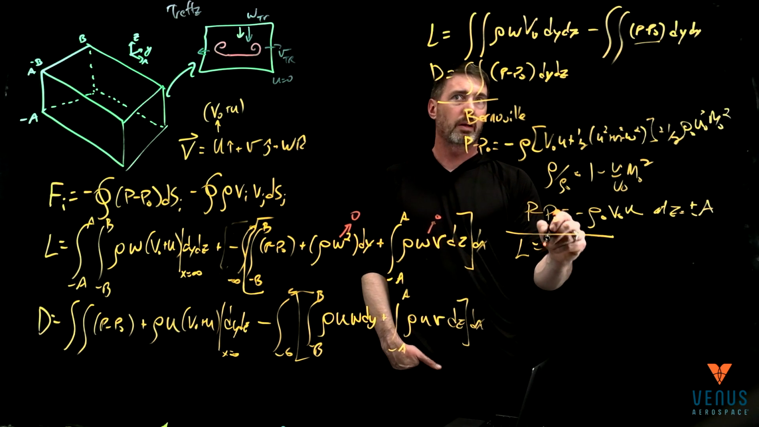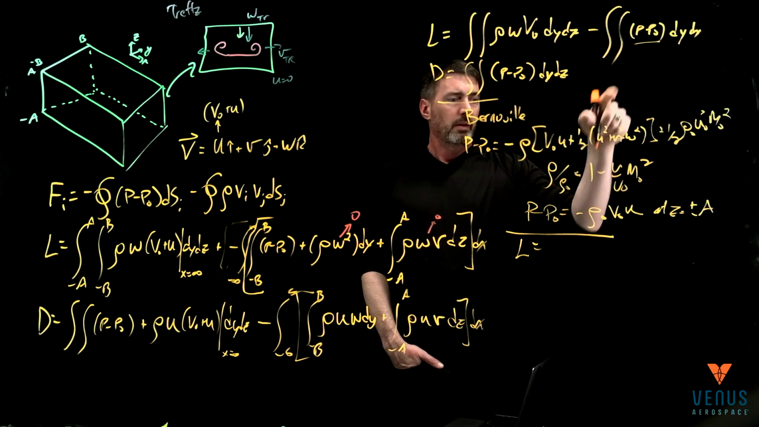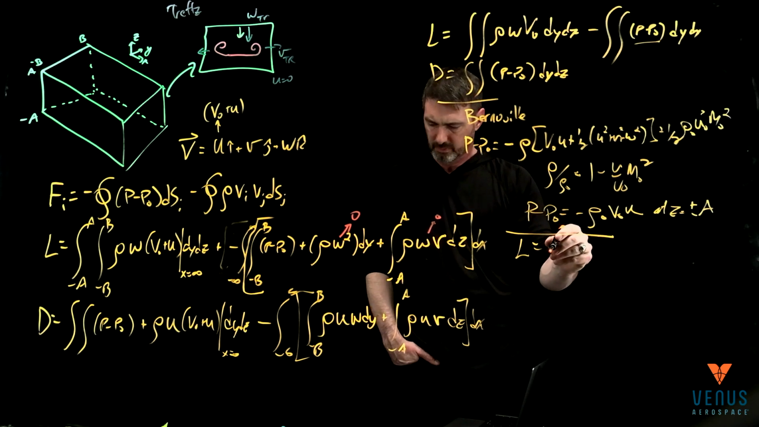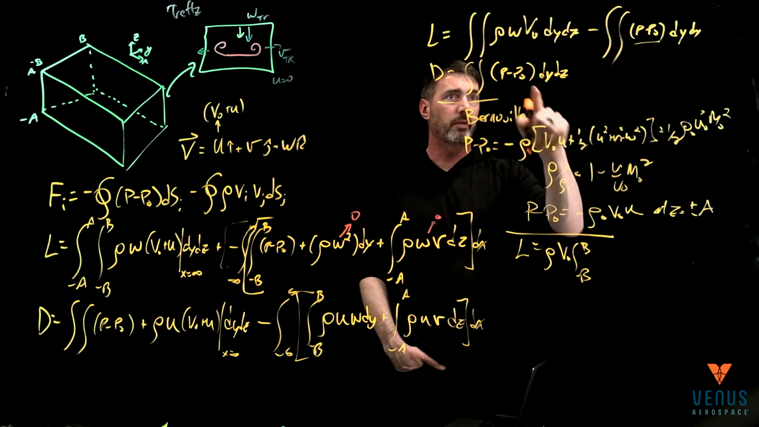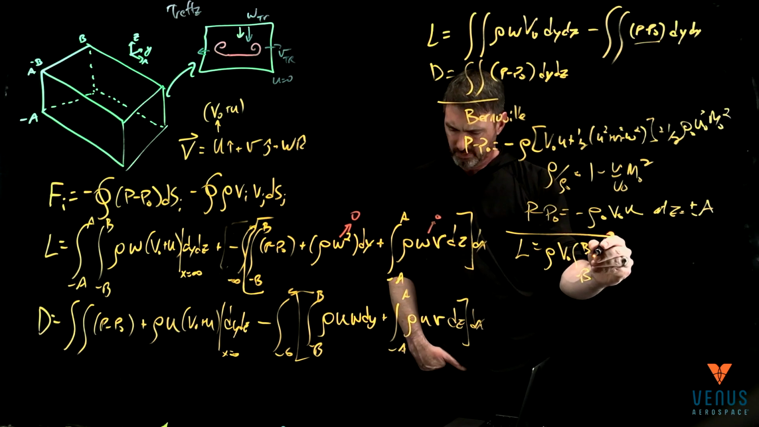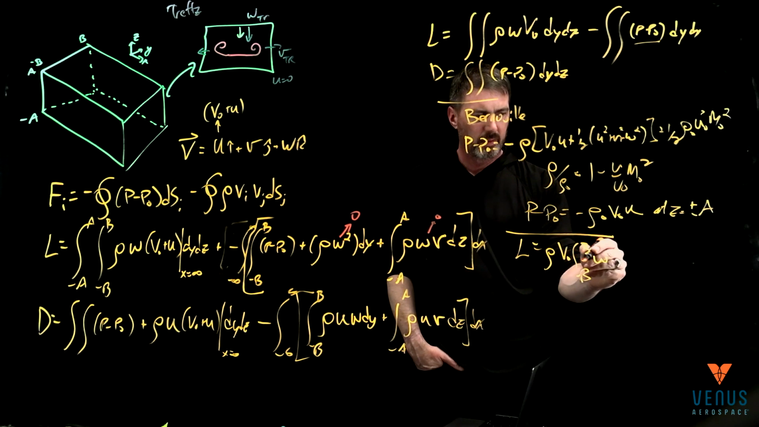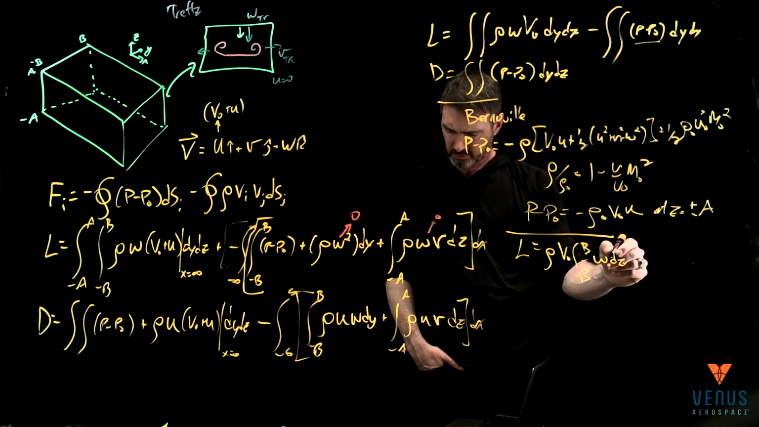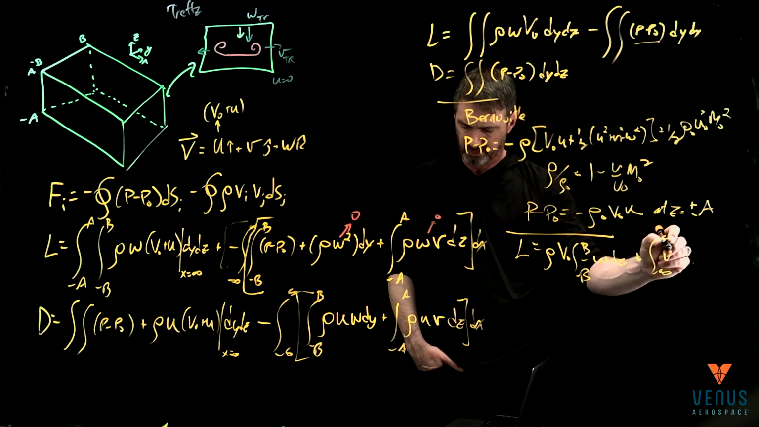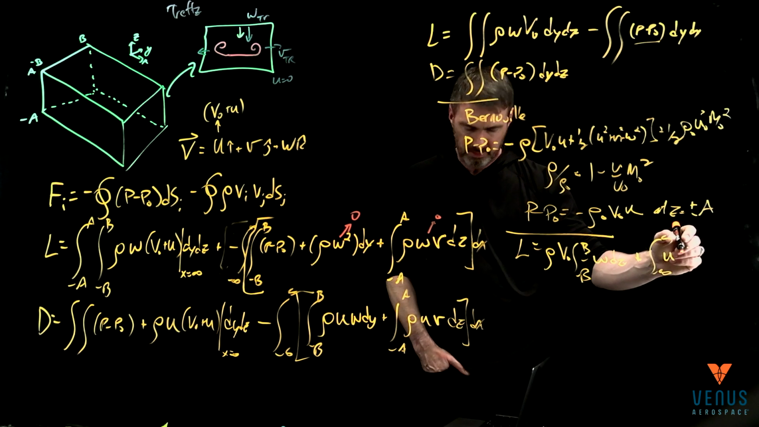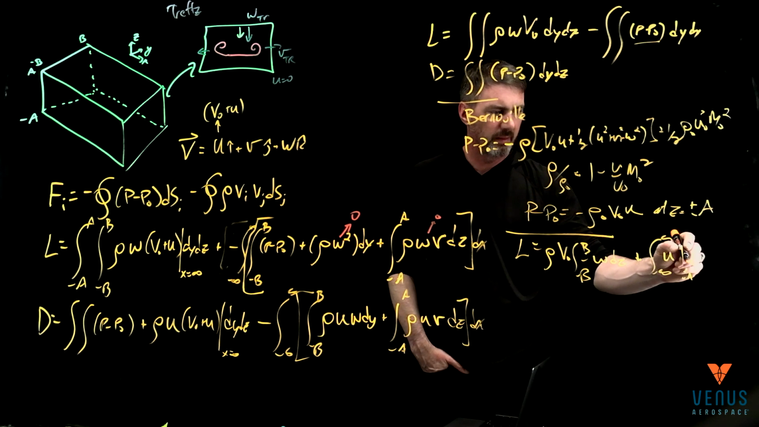And so lift, rho U, so let's pump out. So rho V naught, and then minus B to B. You still have this W minus W dz, and then a plus minus infinity to infinity of U, and then that plus or minus A dx dz, right?